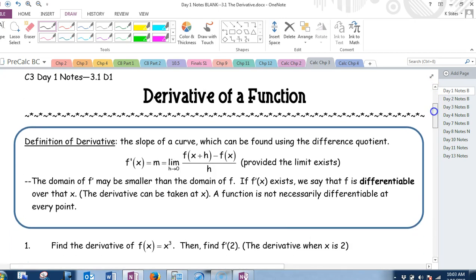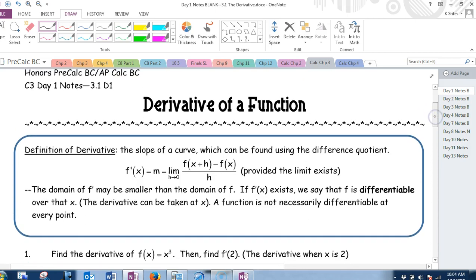So let's talk about what the definition of a derivative is, because this chapter is all about derivatives, so it'd be good to know what a derivative is. The definition of derivative is the slope of a curve, which can be found using the difference quotient. Ta-da! So here's the thing, we've already been finding the derivative. It's just the slope of the curve at a point, provided the limit exists. Because remember, sometimes your limit coming from the left and limit coming from the right are going to be different. If that's the case, we're not going to be able to find the derivative.